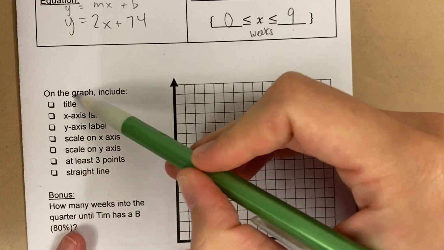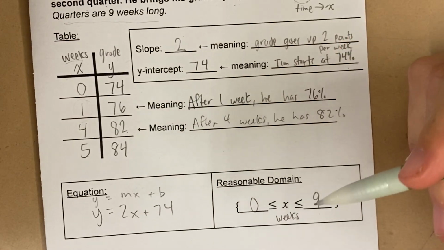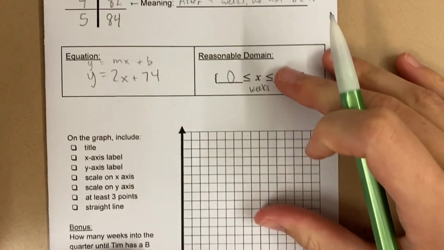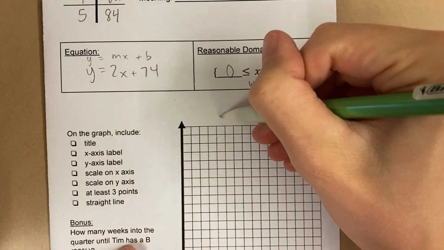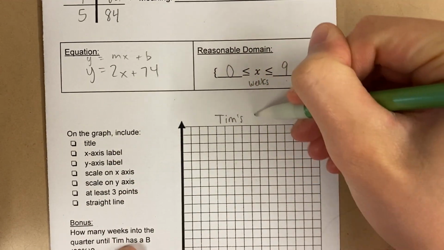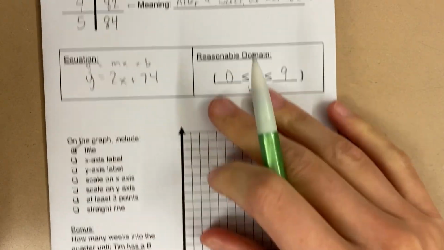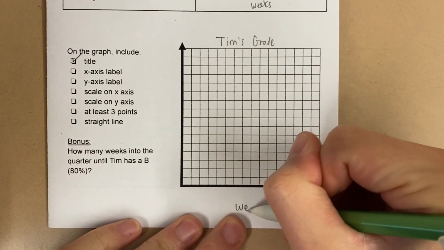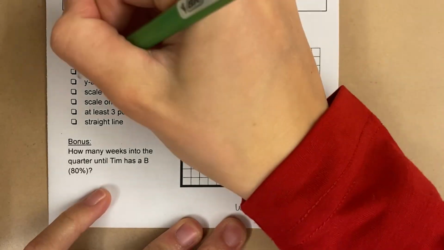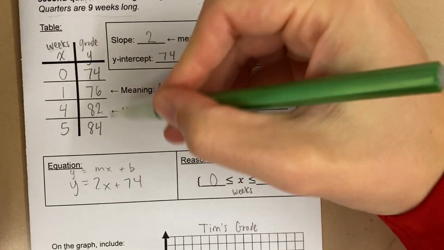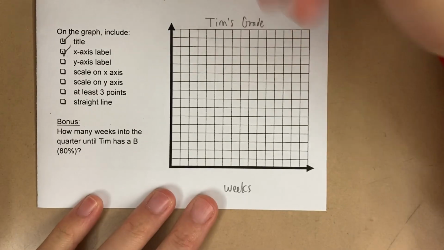Okay, I'm going to create a graph now out of all of this information. All right, so here's what my graph needs to include. A title, and we're just going to keep it simple. Tim's grade. Okay, has a title. X-axis label. What's my X? Oh, my X is weeks. So look, I'm going to write weeks. Okay, check. Y-axis label. What's my Y-axis? Oh, my Y-axis is the grade.